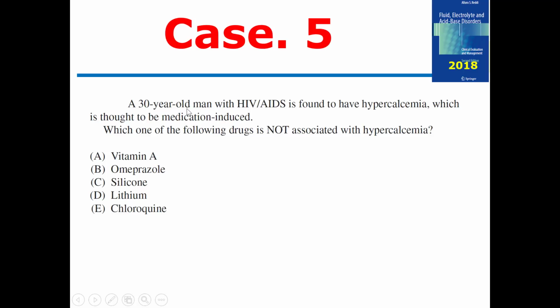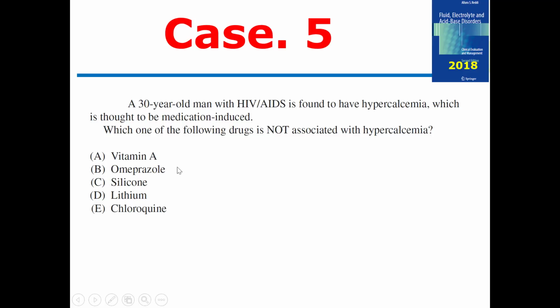A 30-year-old man with HIV AIDS is found to have hypercalcemia, which is thought to be medication-induced. Which one of the following drugs is not associated with hypercalcemia? Vitamin A, omeprazole, silicone, lithium, chloroquine. Vitamin A leads to bone resorption and hypercalcemia. So vitamin A intoxication is one of the causes of hypercalcemia.